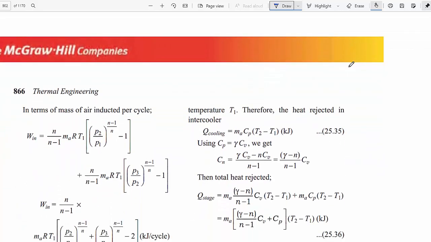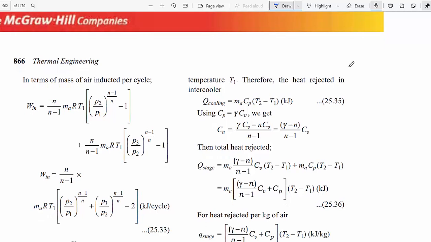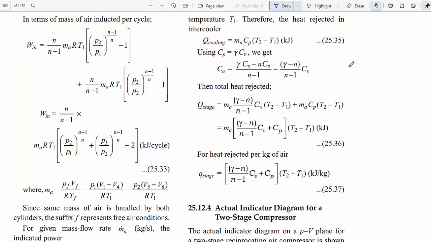Then, in terms of mass of air inducted per cycle, n by n minus 1, and in terms of P, instead of PV we substitute m_a R T1 into (P2 by P1) to the power (n minus 1) by n, and m_a R T1 into (P3 by P2) to the power (n minus 1) by n. Then W equals n by n minus 1, which is common from both places, and m R T1 is also common. Therefore, you can take n by n minus 1 and m R T1 out of the bracket.